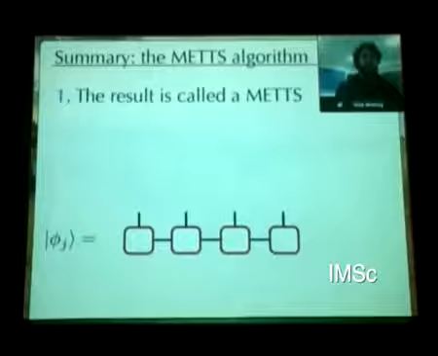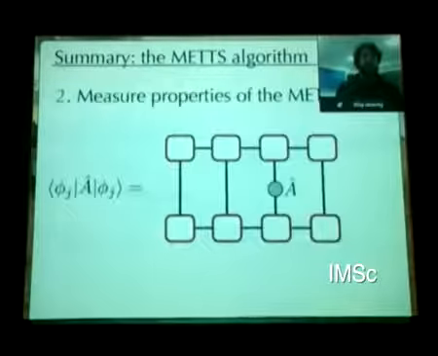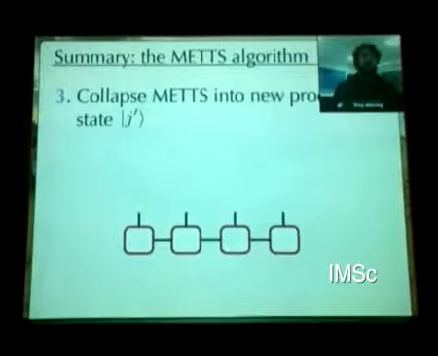And I'll tell you also why it's called that. And once you have one of these METTS, you can do interesting things with it. The most common thing is that you can just measure its properties. So for instance, you can compute an expectation value of an operator, say A, here on the third site, and then you can just store that number and keep it for later. And at the end of the algorithm, when you're done, if you average all those numbers, you get the correct thermal average as if you had calculated the entire density matrix.